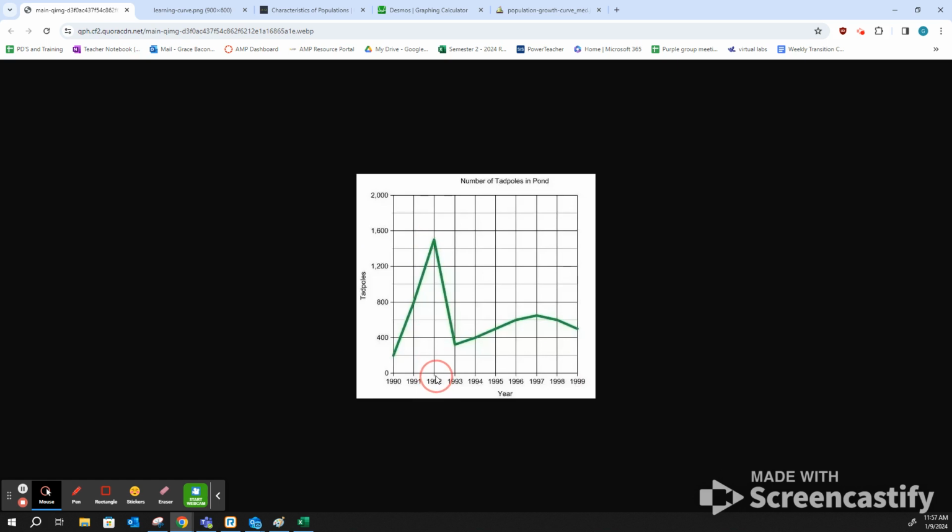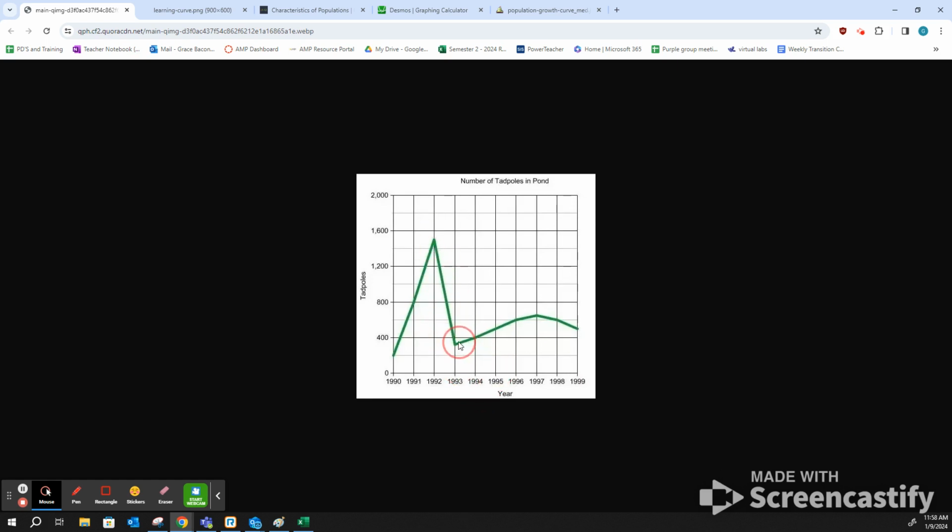When we're looking at graphs, we can also talk about how the overall patterns are changing. So if I look from the year 1990 to the year 1992, I have a linear pattern. This is forming a straight line. I have a linear growth pattern here. So I can see that the number of tadpoles is increasing in a linear way. From 1992 to 1993, it's decreasing, because from 1992, I went from 1,500 to 1993, I had about, let's see, that would be about 300. So I have a decreasing rate here.